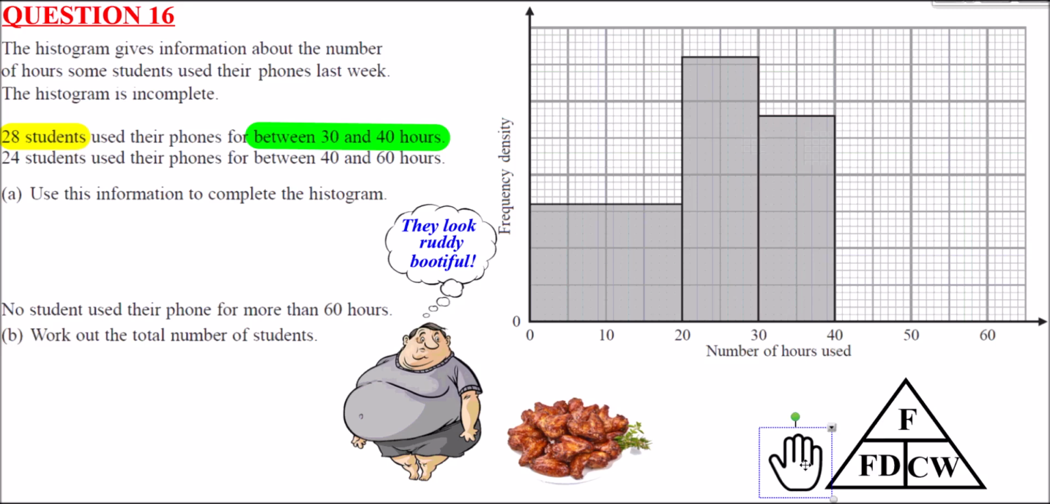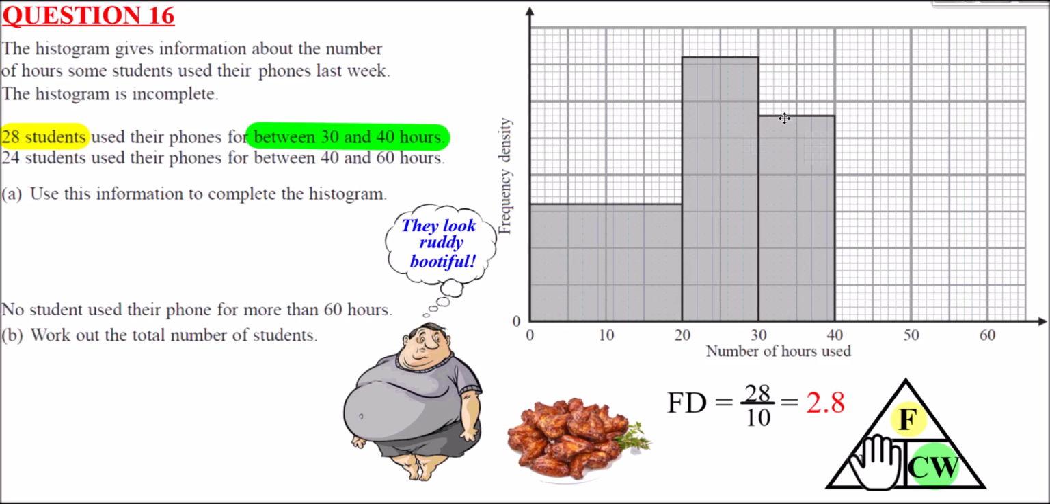So I can calculate the frequency density of this by simply doing the frequency divided by the class width. So 28 divided by 10 gives me 2.8. What that means is the bar in between 30 and 40 is 2.8 high. So therefore here, that gives a frequency density of 2.8.